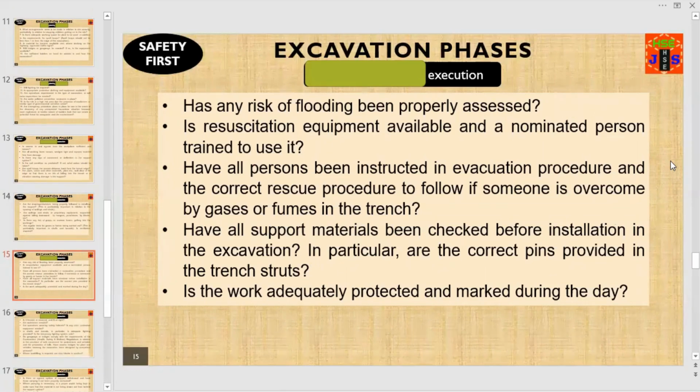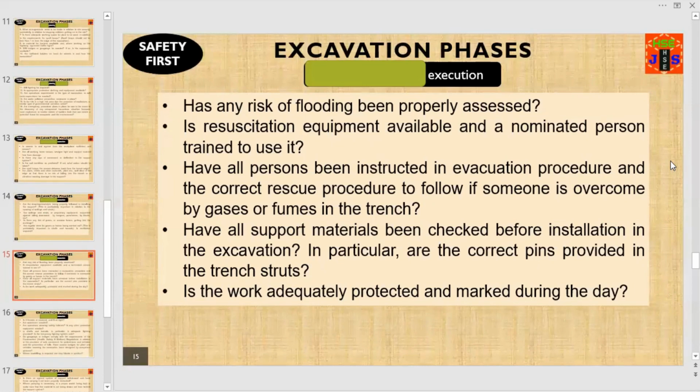Have all persons been instructed in evacuation procedure and the correct rescue procedure to follow if someone is overcome by gases or fumes in the trench? Have all support materials been checked before installation in the excavation? In particular, are the correct pins provided in the trench struts?